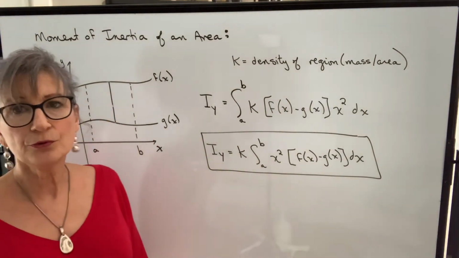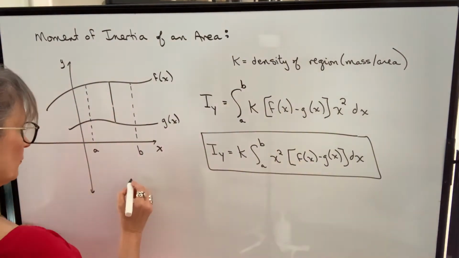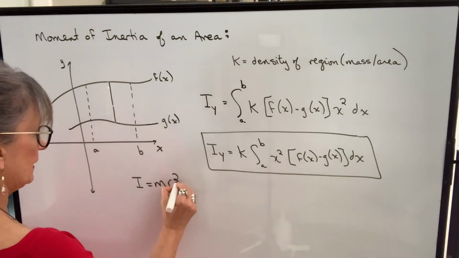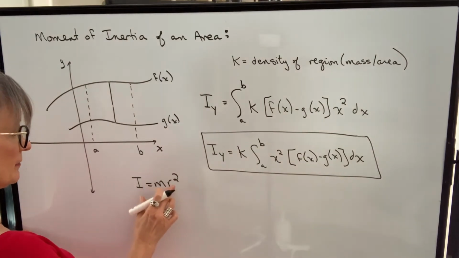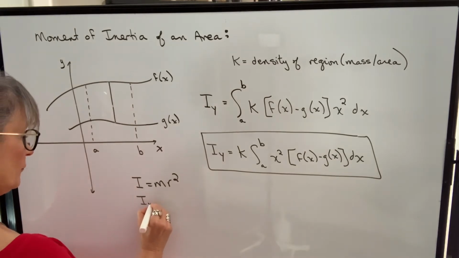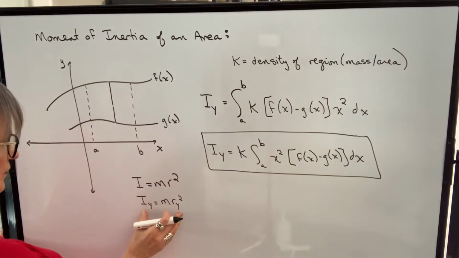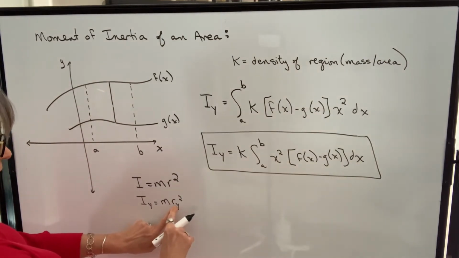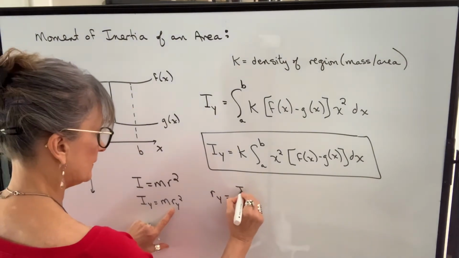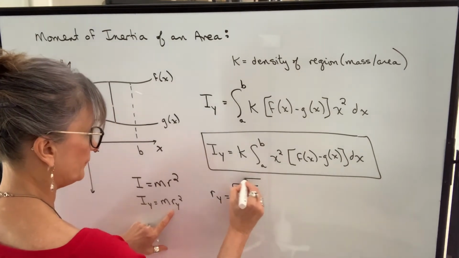There's another value you'll probably be asked to find, and that's the radius of gyration. And the relationship we already mentioned was the moment of inertia will equal the mass times that radius squared. So if I'm working with respect to the y-axis, then I'm going to be working with this formula. And I can solve for r sub y by dividing I sub y by the mass and then taking the square root.